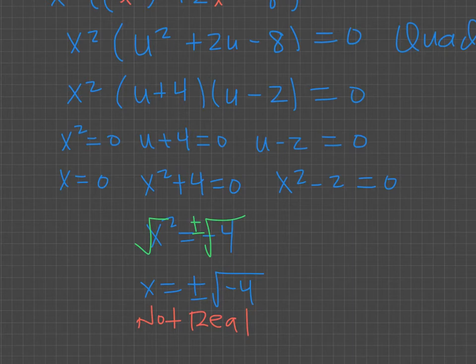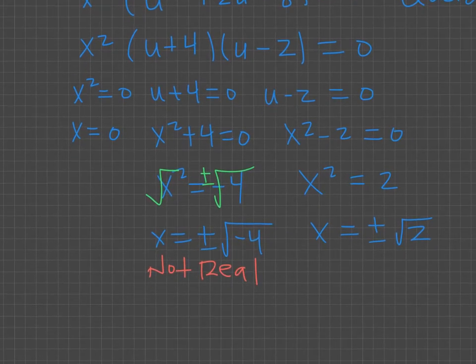Then we look at the x squared minus 2. We add 2 to both sides and then take the square root, and we're going to get x equals plus or minus square root of 2. Those are irrational, but they are real. Now, we also want to look at multiplicity.